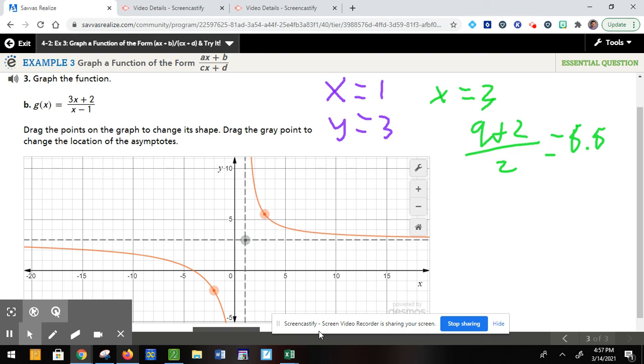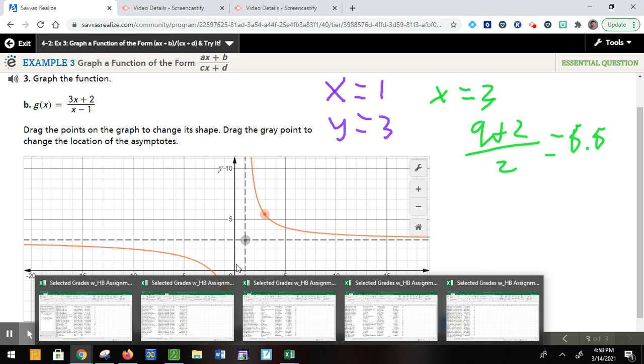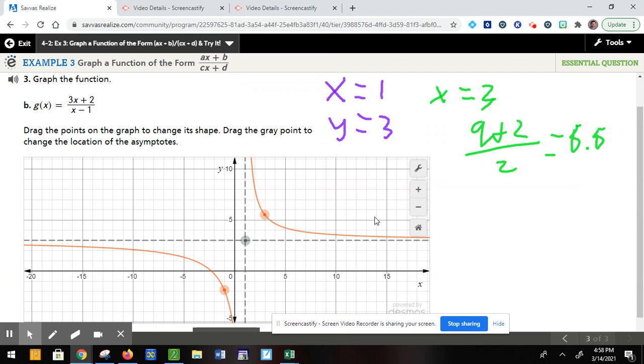I did 0 for x, and you end up with 2 over it, so negative 2. So it'd be right here. So that's where that would be. So that's where the graph would be, and that's where the asymptotes would be. And again, if you pick different points for the orange, then that's fine.